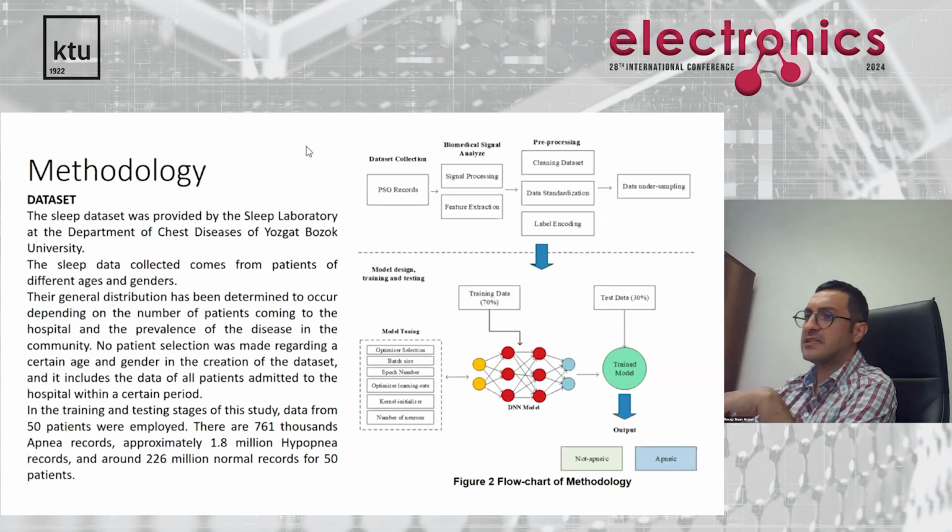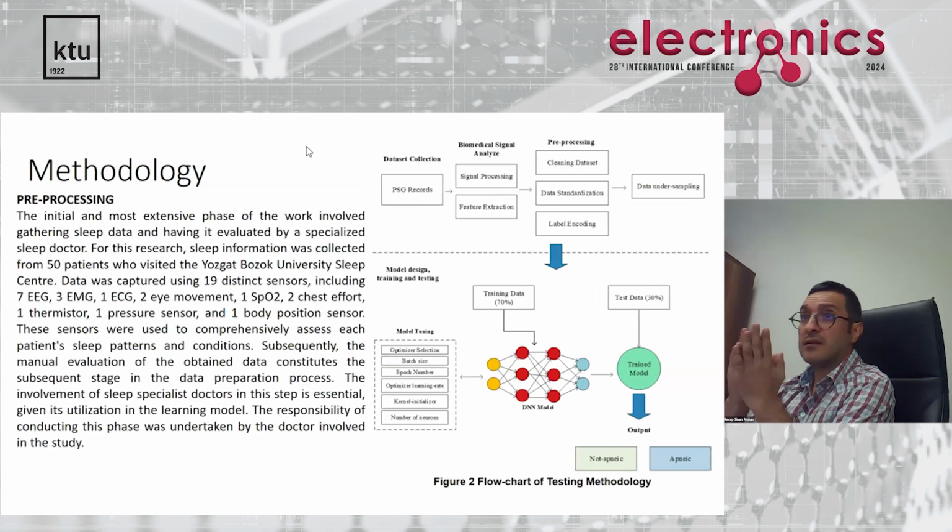In the training and testing stages of this study, data from 50 patients were employed. There are 761,000 apnea records, approximately 1.8 million hypopnea records, and around 226 million normal records for 50 patients. This is big data, as you see in the record numbers. And then there is a big work on preprocessing of this big data.